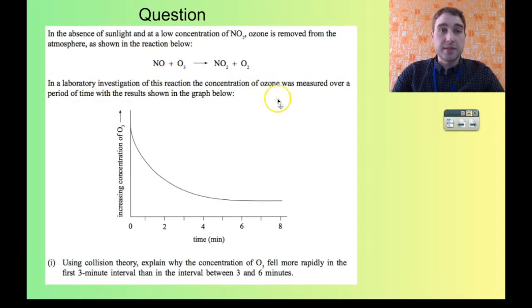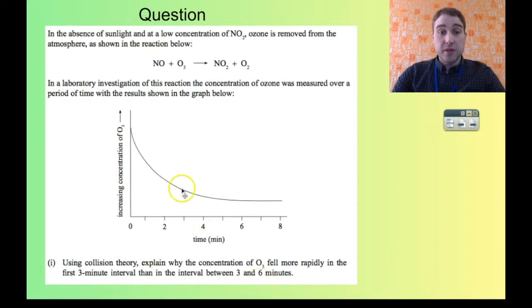It says, in the absence of sunlight and at a low concentration of nitrogen dioxide, ozone is removed from the atmosphere shown by this reaction. In a laboratory investigation, concentration of ozone was measured over a period of time, as shown in this graph. The question says, using collision theory, explain why the concentration of ozone fell more rapidly in the first 3-minute interval than in the interval between 3 and 6 minutes.